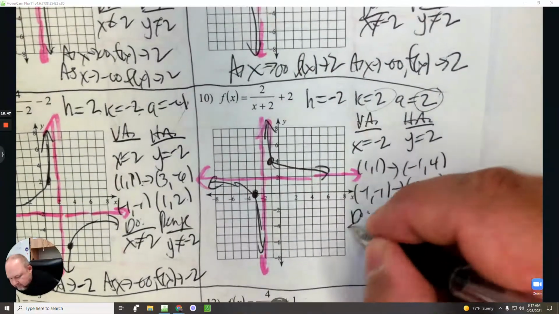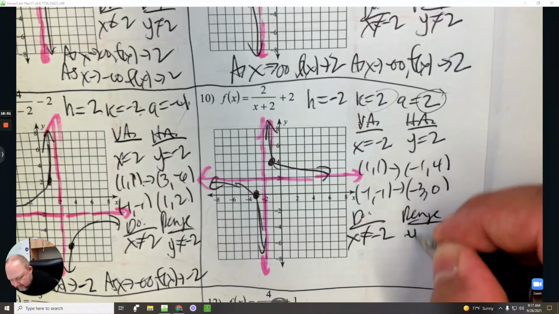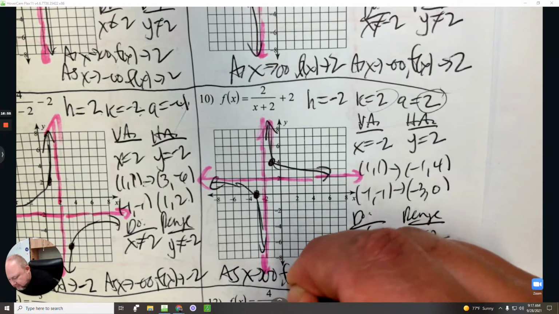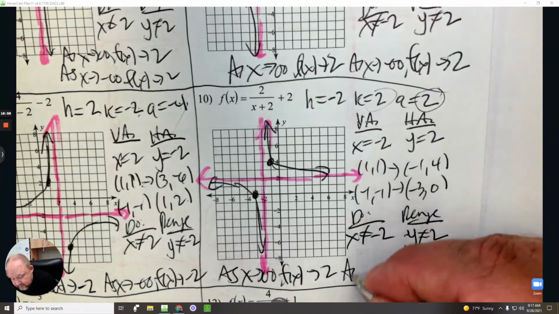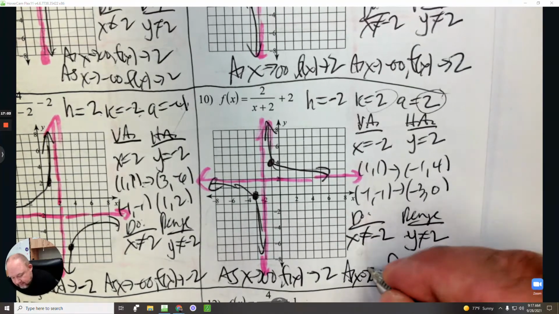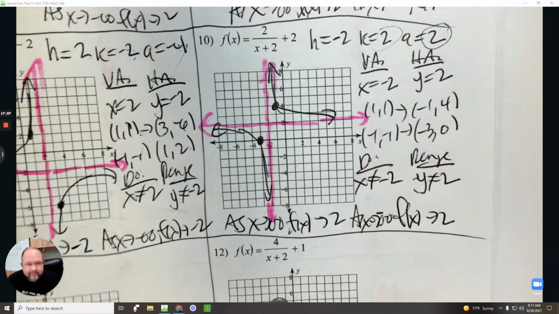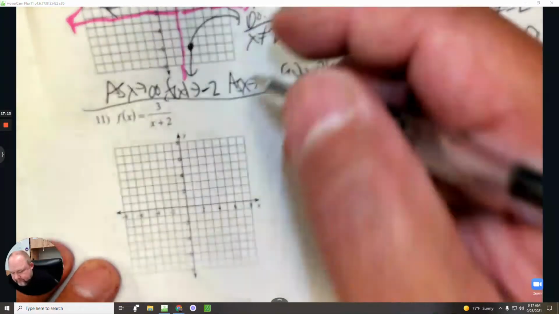The domain restriction, x cannot equal negative 2, and the range, y cannot equal positive 2, and the end behavior, as x approaches infinity, the function approaches the k value 2. As x approaches infinity, the function approaches again to negative infinity. All right, 2 left. Again, number 11, you first, then press play.